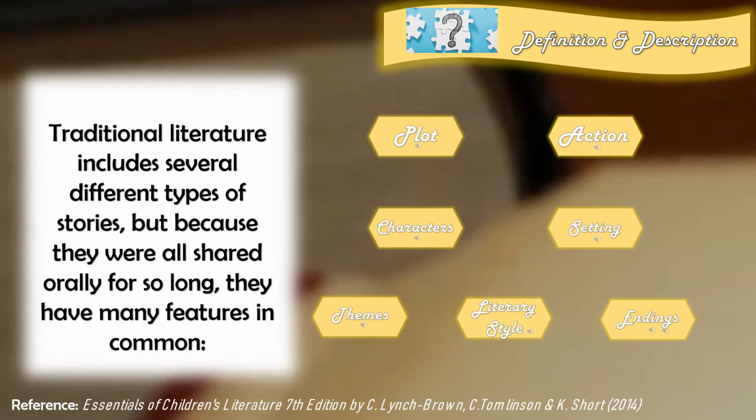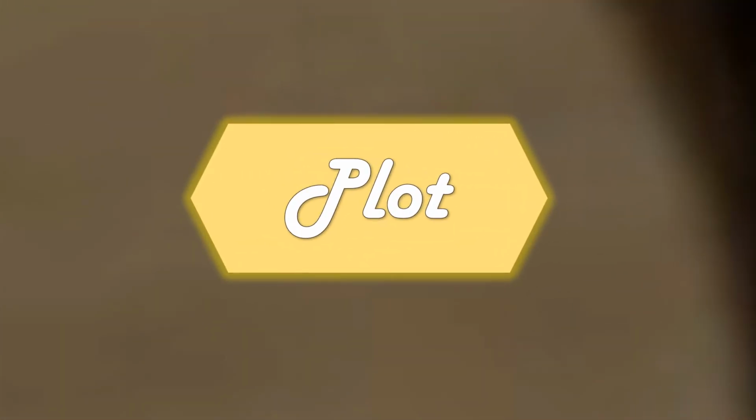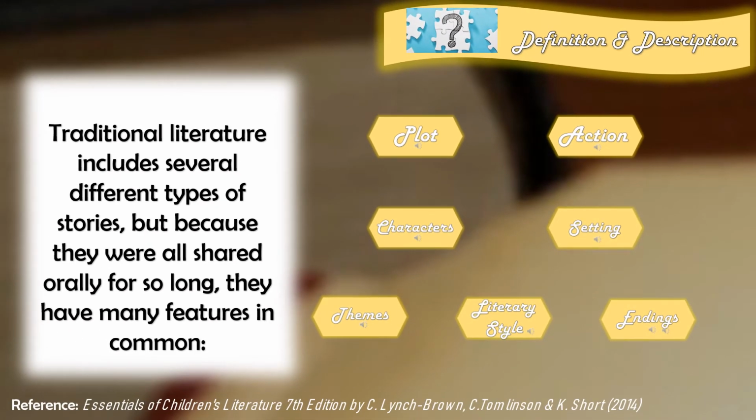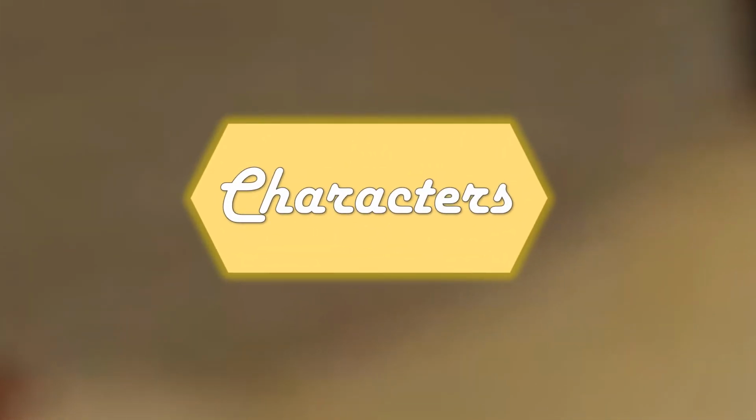Traditional literature includes several different types of stories, but because they were all shared orally for so long, they have many features in common. Plot. Plots are short, simple, and direct. All but the essentials disappear during countless retellings. Action. Action is concentrated and fast-paced, adding interest. Characters. Characters are two-dimensional and easily identified as good or bad.